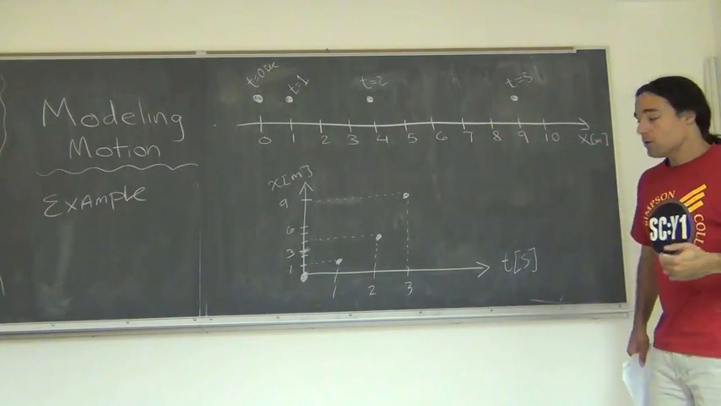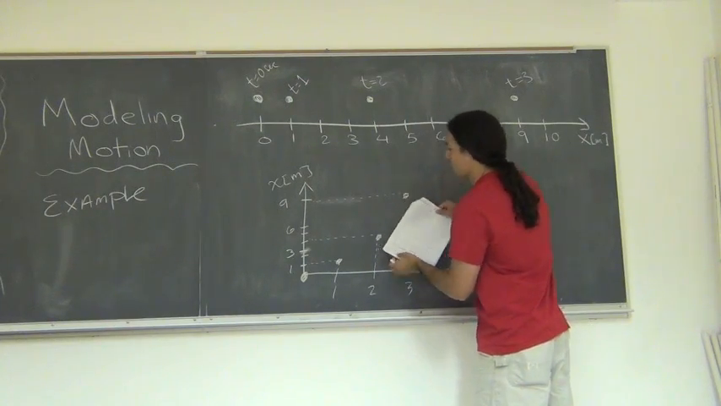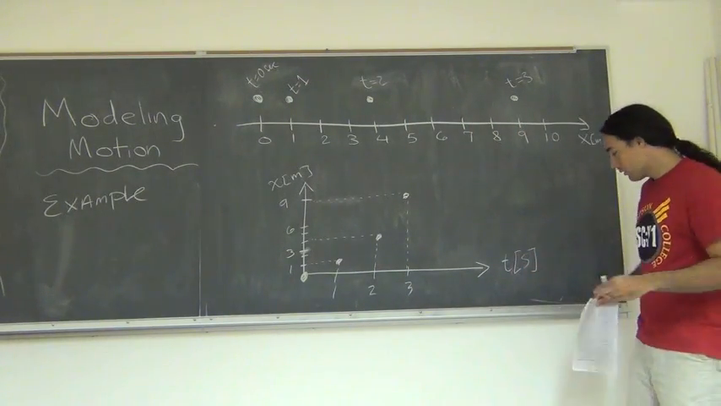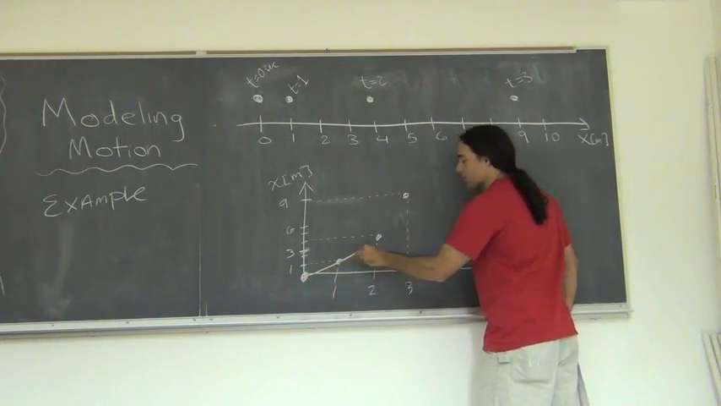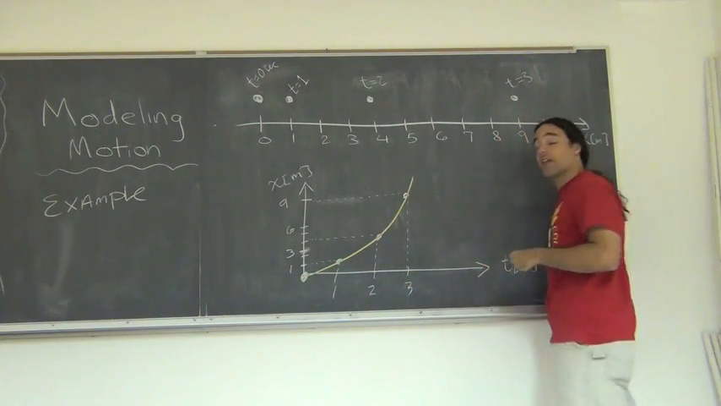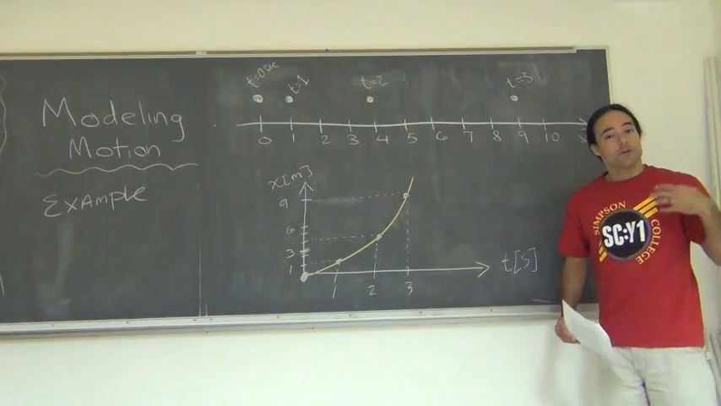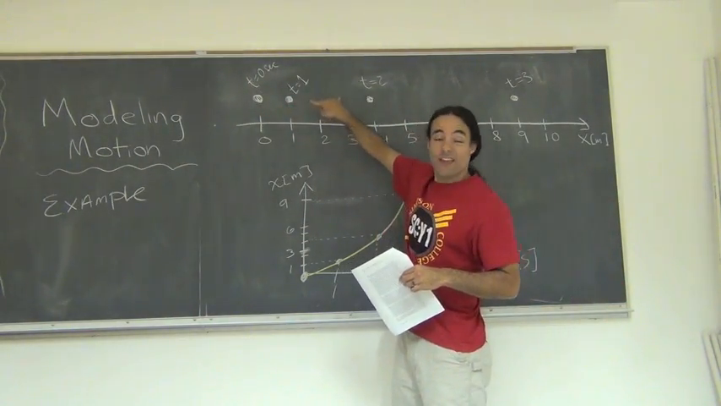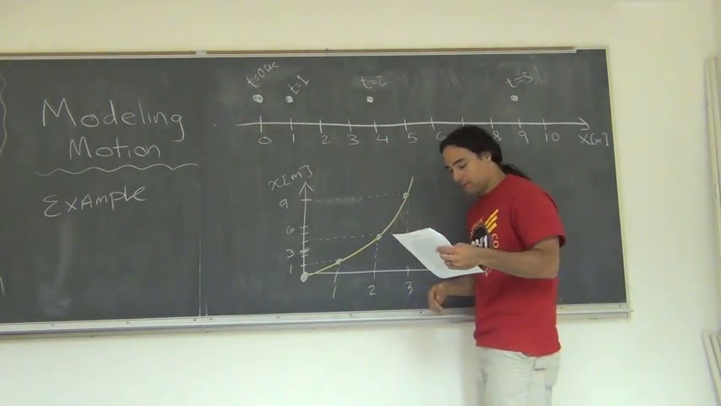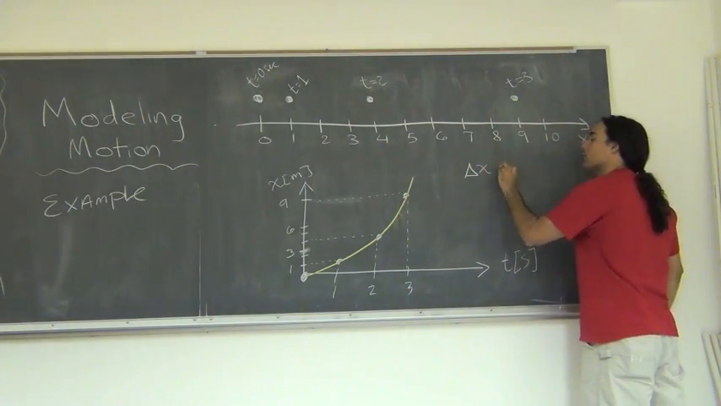So now, all of a sudden, you can see, I can't just get a straight line for my plot. Now my position versus time graph is giving me something that has some curvature to it. So my displacement every second, my delta x, gets bigger and bigger every second. So let's make some notes about this.